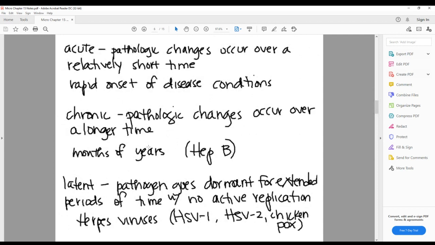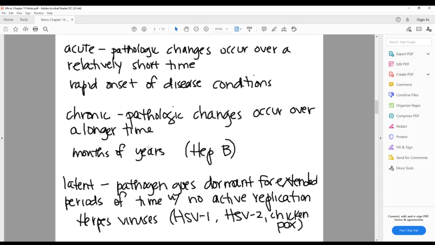Other definitions here: acute, chronic, and latent. Acute is a rapid onset of disease conditions, and most of the things that we're going to talk about in here are acute. The changes occur over a relatively short period of time. Chronic is when those changes occur over a long period of time. You can be infected for months or years without even realizing you're infected until one day you start showing symptoms, something like Hep B. And then we have latent diseases.